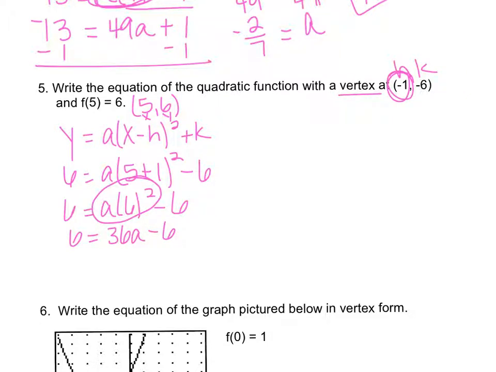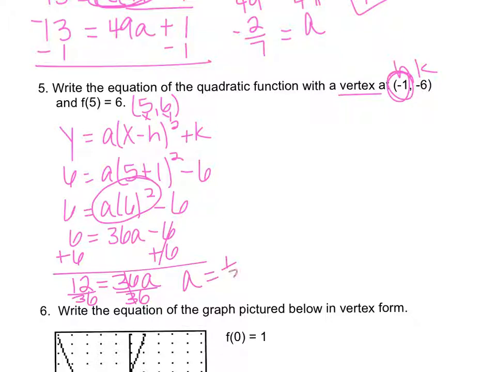Okay, so then we will add 6. And that would be 12 equals 36a, divided by 36. Reduce it, and that should be 1/3. So once we find the a, again, we're going to plug that back in without plugging in the x and y. So we're going to have y equals a, which is 1/3, times x minus h, which is -1, so that's +1 squared, plus k, so -6.